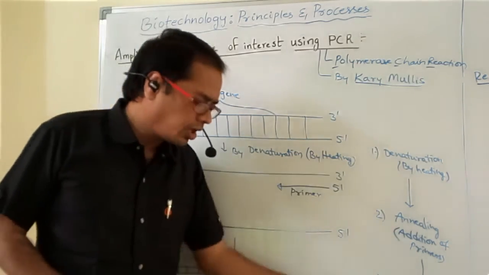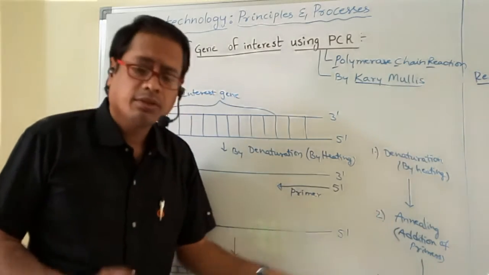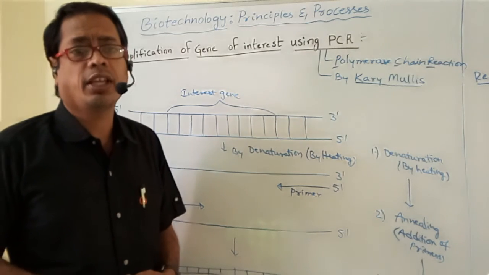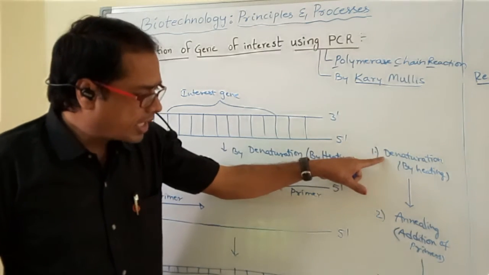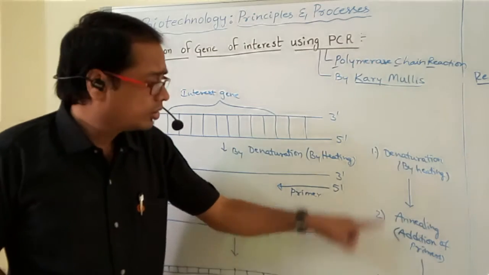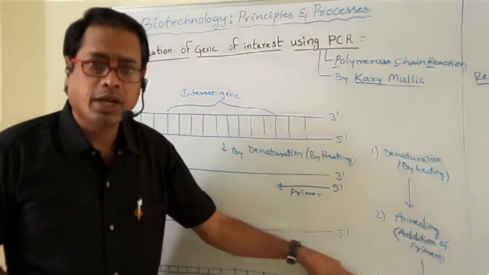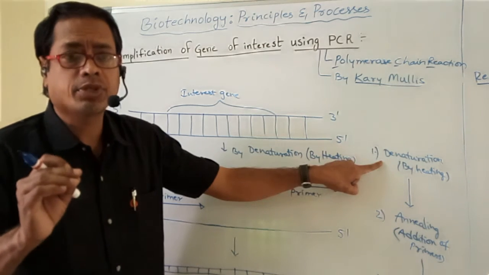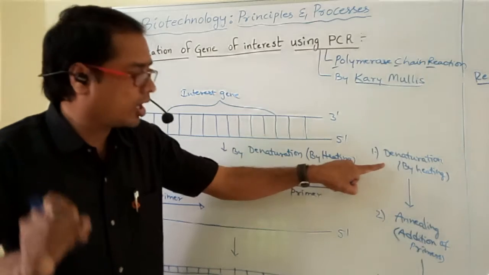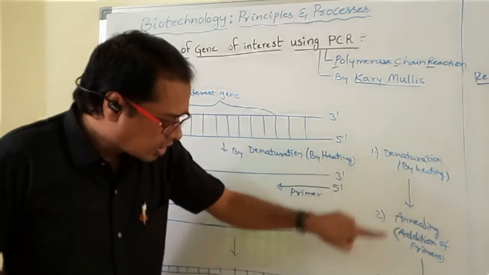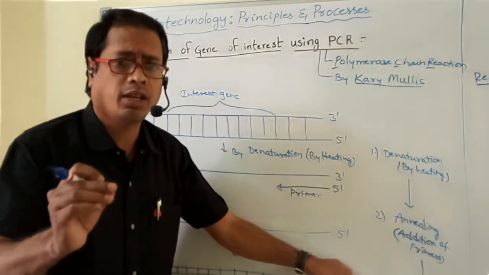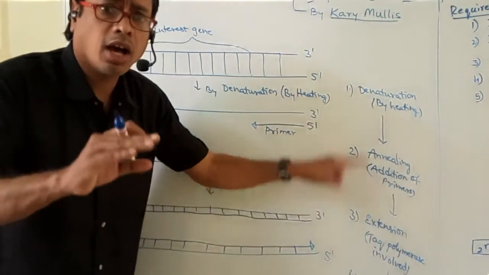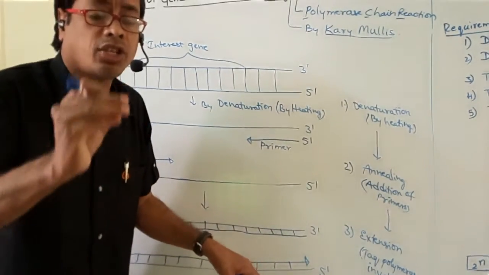Right. Finally, of these 3 steps, which are enzyme dependent steps? Enzyme dependent steps in amplification are the denaturation and extension. These 2 are enzyme dependent. Here also some enzymes are used. So enzyme dependent steps in amplification of interest gene are denaturation, and here we know that Taq polymerase is involved. So both denaturation and extension, these 2 are enzyme dependent steps.